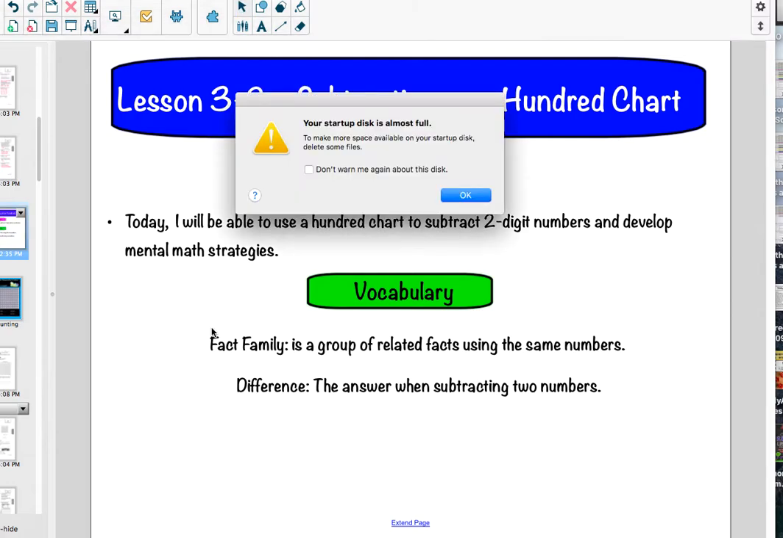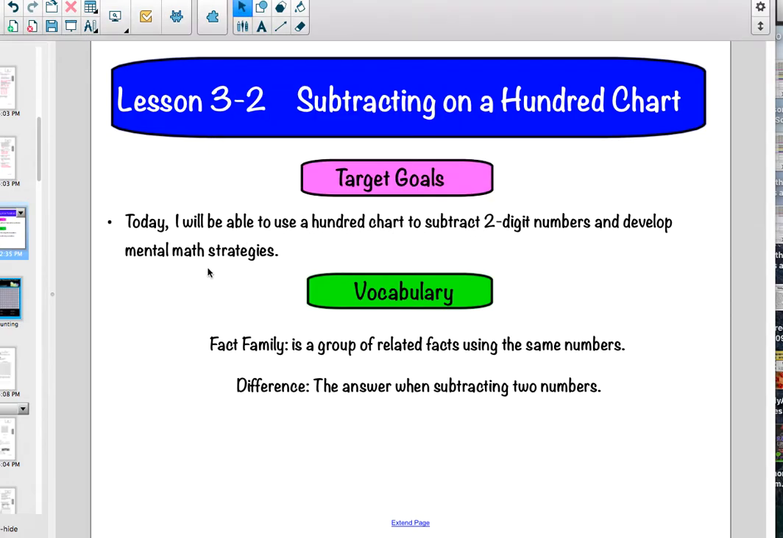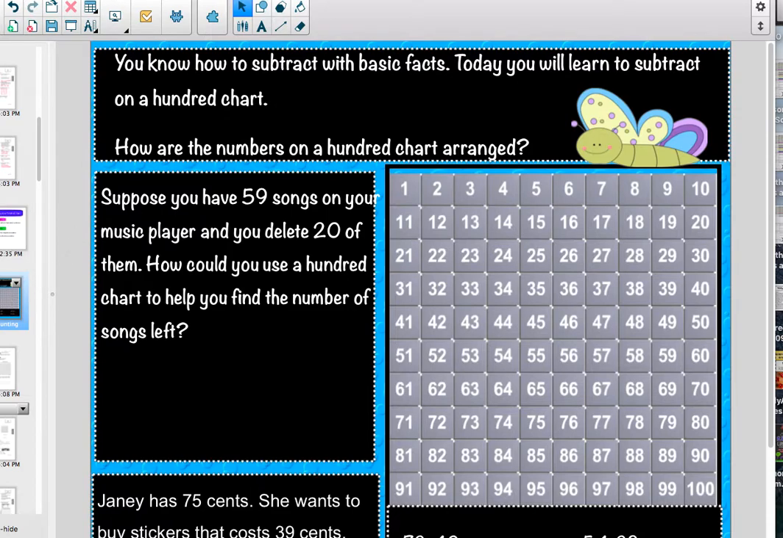We are going to be able to use a 100 chart to subtract 2-digit numbers and develop mental math strategies. A fact family is a group of related facts using the same number. And when you hear the word difference, it means the answer when subtracting 2 numbers. You know how to subtract with basic facts. Today we're going to learn how to subtract on a 100 chart. This is very similar to adding on a 100 chart.